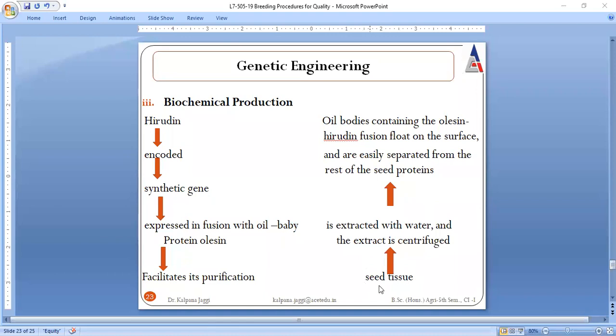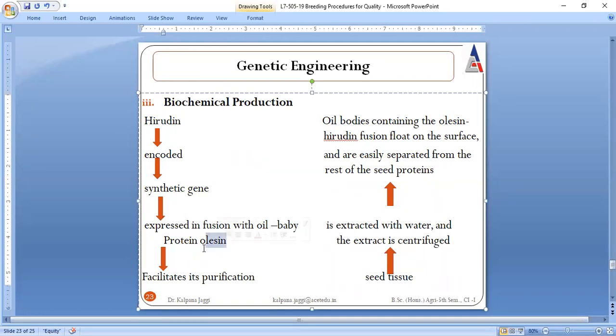What happens when seed tissue is extracted with water and later on centrifuged? Because it is used for the purification, this fusion floats on the surface and can be easily separated from the rest of the seed proteins. So what we are going for, we are utilizing hirudin for the purification of oleosin, right?